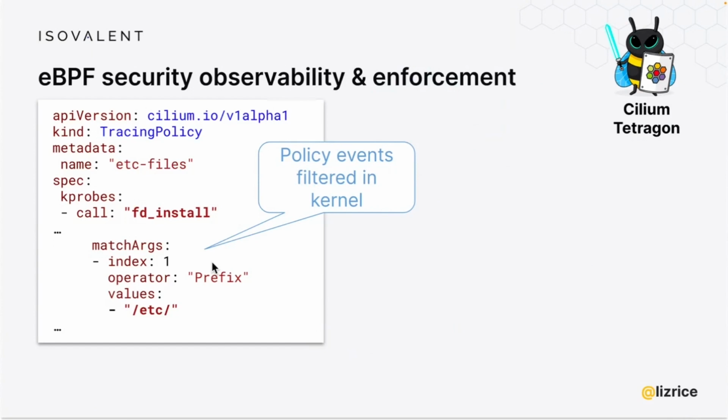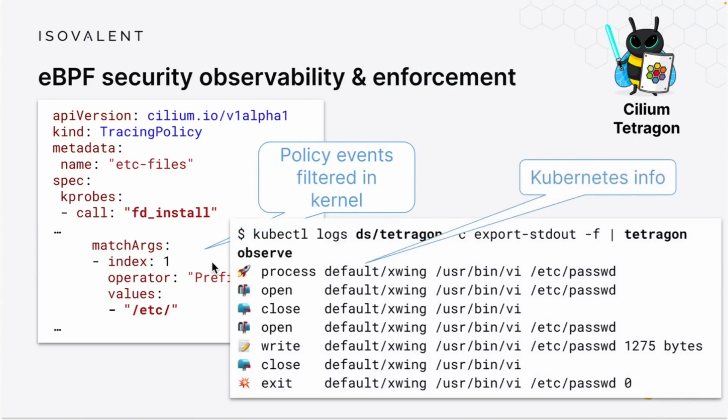Cilium has a relatively new subproject called Tetragon, which takes a similar approach, but it's actually filtering the policy events within the kernel. So that's even more efficient. And again, it uses that Kubernetes awareness to show security relevant information. In this example, access to files inside the etc directory. Tetragon also has the ability to enforce policies, so it can actually prevent, or kill, a process that's attempting to do an out of policy action.